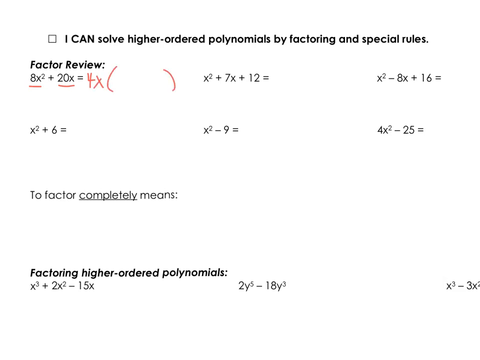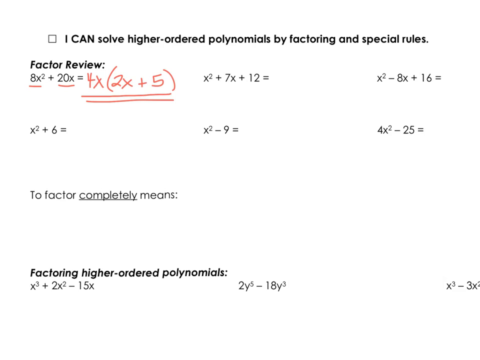Our goal is to see what's left over. If we factor 4x out of 8x squared, we would have 2 times x left over. And then there's a plus. And if we take 4x out of 20x, we would have 5. The product 4x times 2x plus 5 is factored.